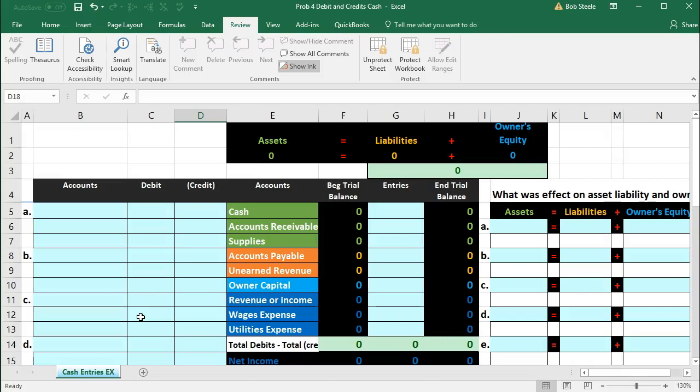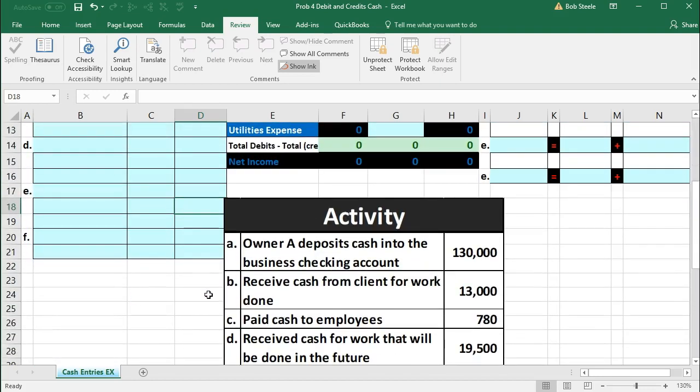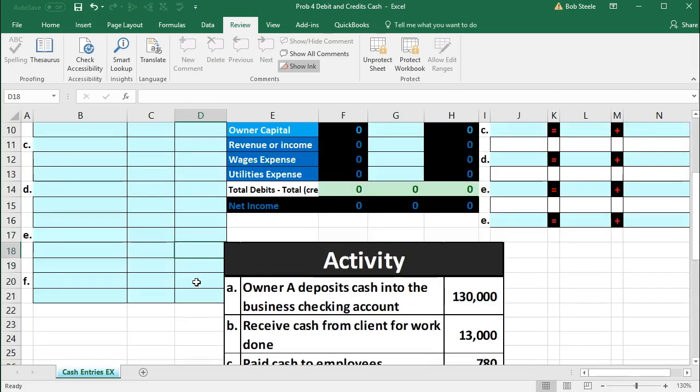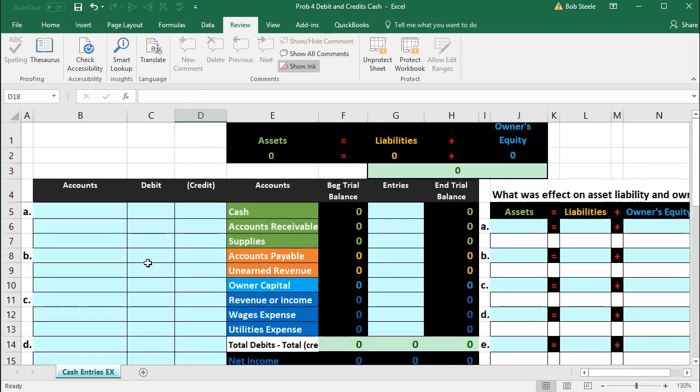Hello, in this presentation we will be recording transactions related to cash. We're going to take this data down here listing the activity that is happening. All activity, all A through F, will involve financial transactions that deal with cash in one way or the other. We will journalize those transactions here.